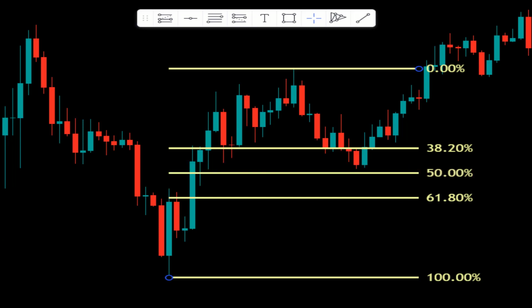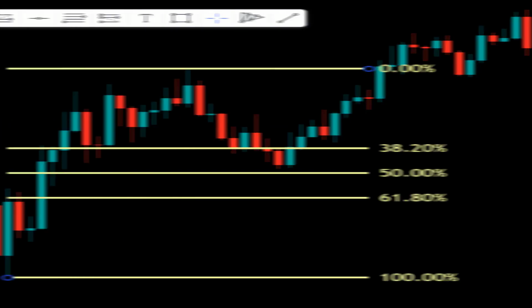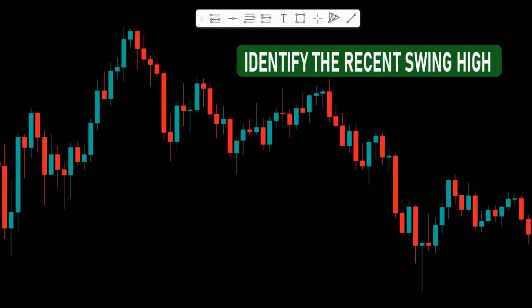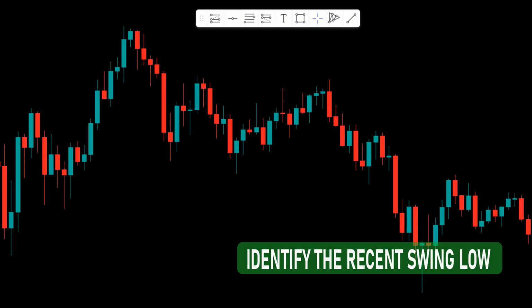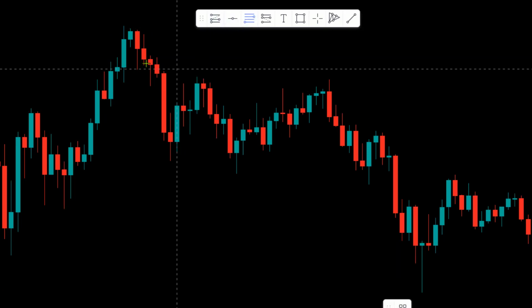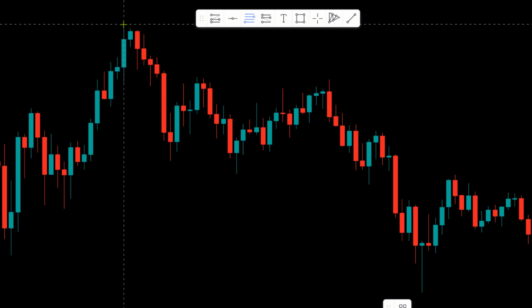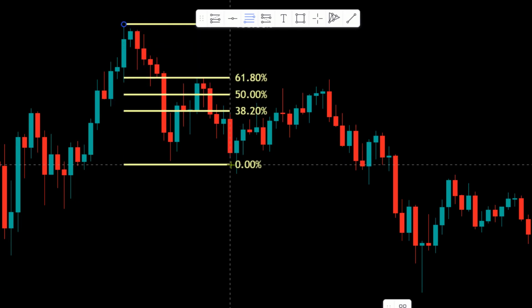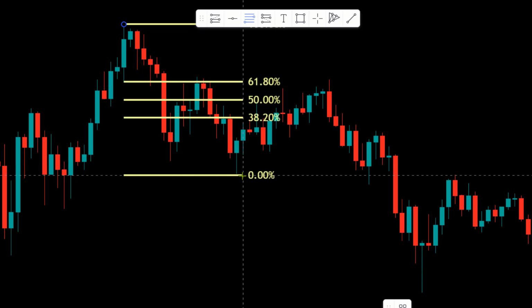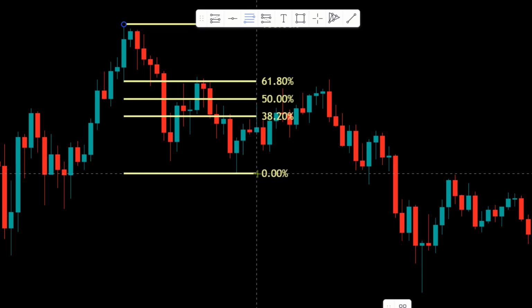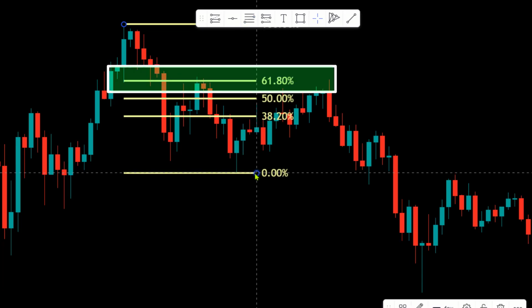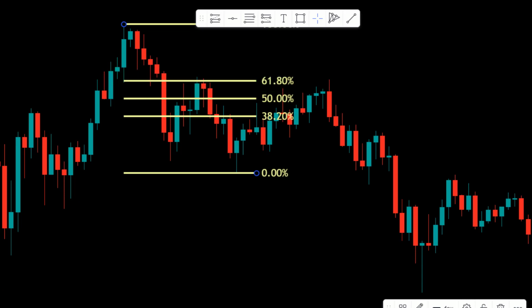Now, going the other way in a downtrend, the procedure will be reversed. Here we identify the most recent swing high on this chart, which is this point. Again, we identify the most recent swing low on the chart, which is this point. Then we grab the retracement tool and draw, connecting the high of the swing high and the low of the swing low. Since the price is in a downtrend, we expect the Fibonacci levels to serve as the resistance level. As you can see, the market found resistance at the 61.8% level, which is the golden ratio, and immediately reversed downward. Now moving on to the next one.